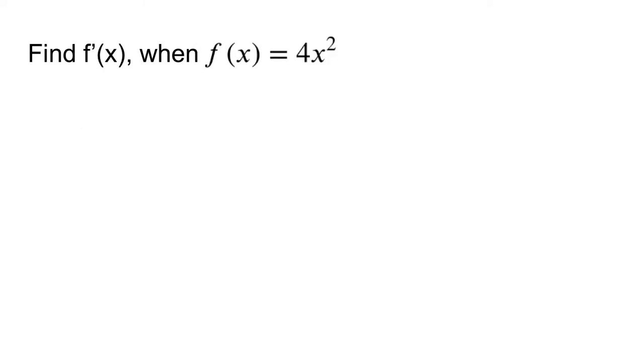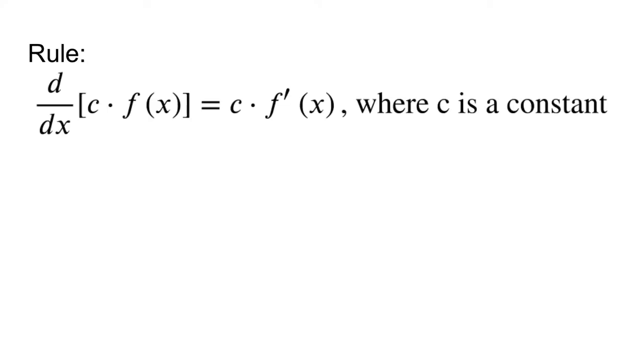But what if we have a constant in front of a function? What happens then? What if it's 4x squared instead of just regular old plain x squared? Well, the good news is the calculus remains easy, right? We just are going to take the derivative of that x squared just like we did before, and then we'll multiply it by that constant that was in front. So the derivative of c times f of x is c times f prime of x, where c is going to be the constant.